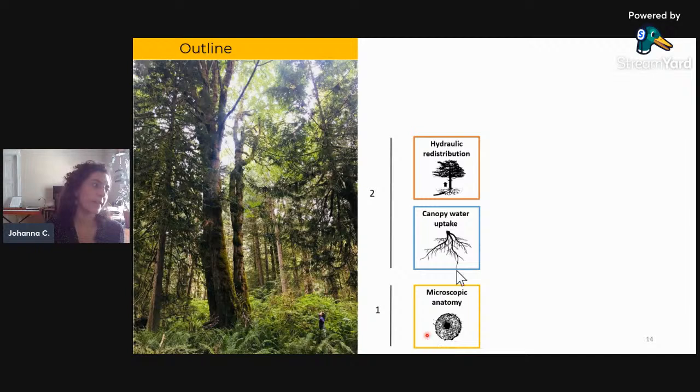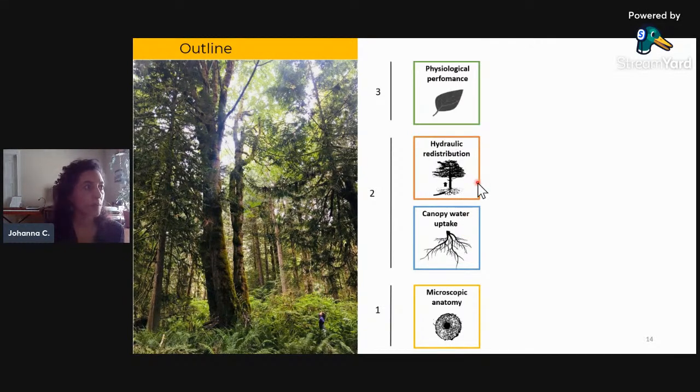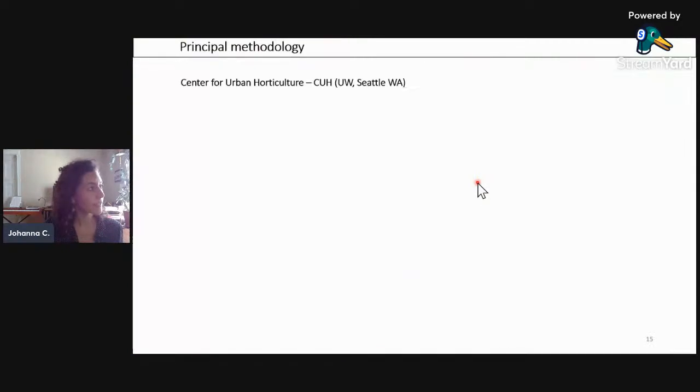Then we have a second part, which is whether these roots are able to take up some water, and if that water is redistributed within the tree. And finally, we wanted to know if this water helps or impacts the physiological performance under drought stress. So I'm going to start explaining the principal methodology that we used and applied for this research.